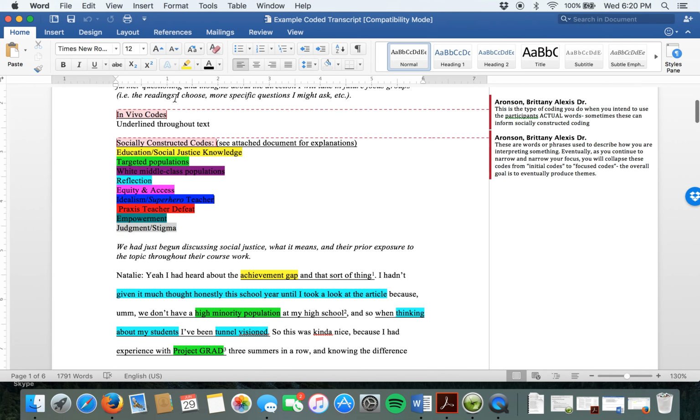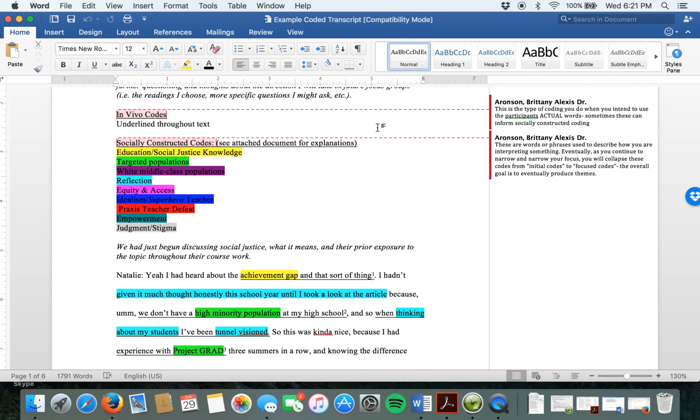The first type of coding I'm going to talk about is in vivo coding, and I have this underlined throughout the text. What's so important about in vivo coding is that you really want to make sure that you're using the participants' actual words. I wrote this over here: the type of coding you do when you intend to use the participants' actual words. This can inform the next type of coding, but when you continue to use their words, you call that in vivo coding.